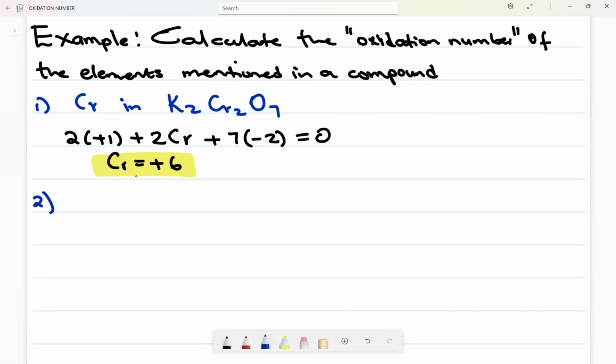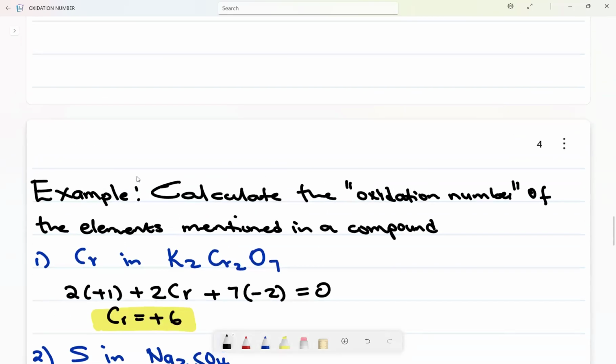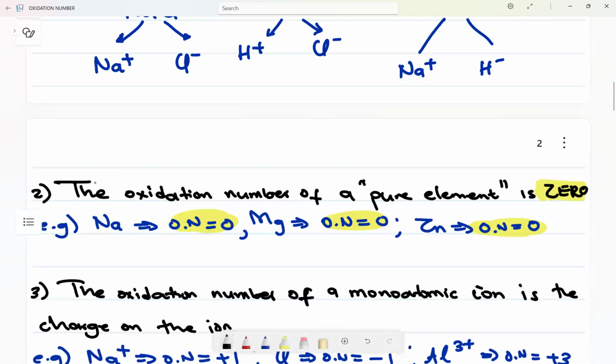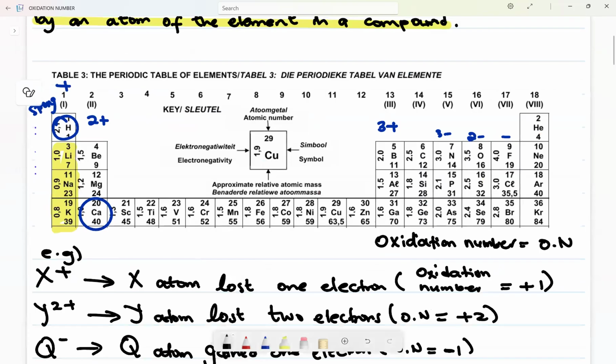Number 2, guys. I'm talking a lot. Let's consider number 2. S, letter S in sodium sulfate. Now, remember, there are things that we already know. Sodium is in group 1, so we know it has an oxidation number of +1. Okay, guys, I don't need to refer to the periodic table now and then. Here it is, Na. And then you should know this off by heart, guys.